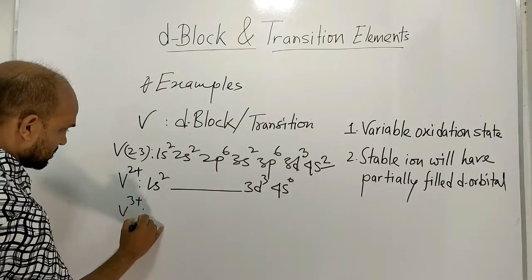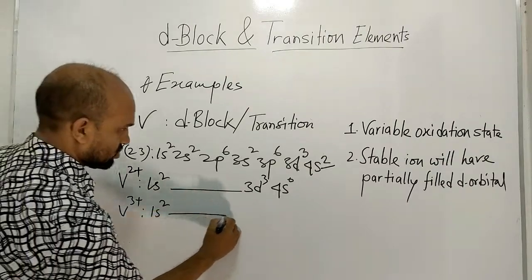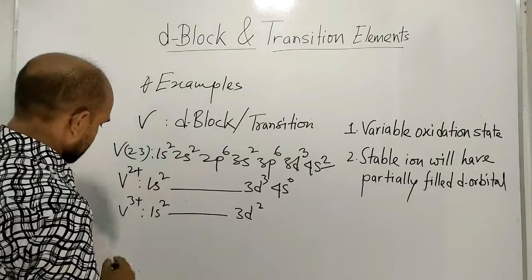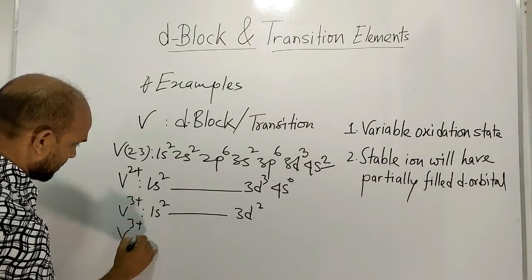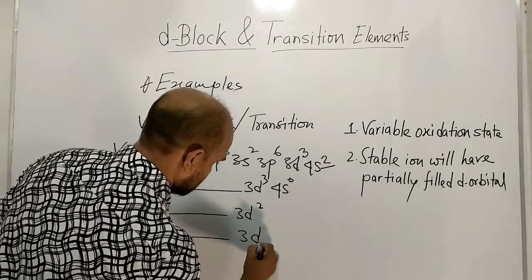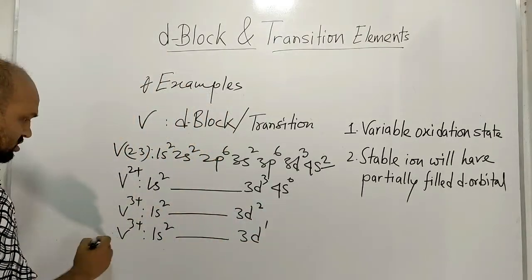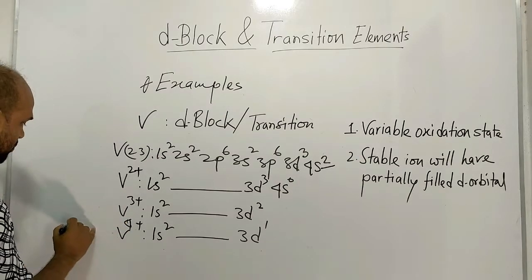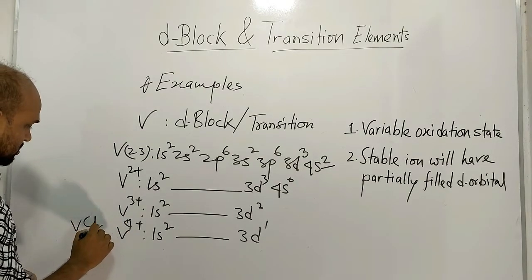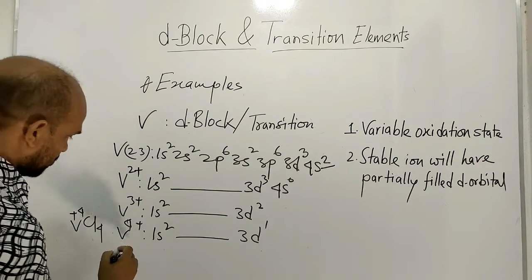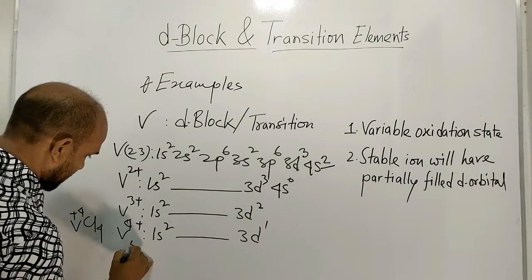Vanadium 3 plus: 1s2 ... 3d2. Vanadium 4 plus: 1s2 ... 3d1. The compound here, with 4 plus, will be vanadium tetrachloride.